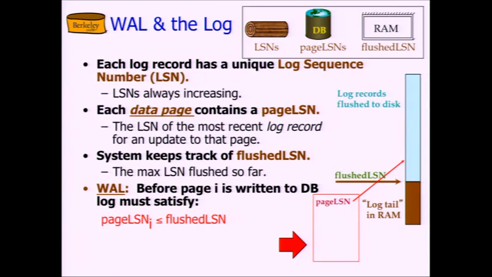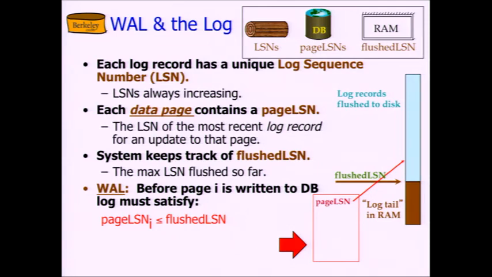The system in memory is going to keep track of the flushed LSN, which is the maximum LSN that so far has been flushed to the log device. If you think of the log as a sequence of pages going from top to bottom here, the blue pages are the ones that have already been forced to disk. The flushed LSN points to the last one that's been flushed. And then there are log records still in memory that have yet to be flushed to the log, which we'll call the tail of the log. That hasn't been written to the log yet.